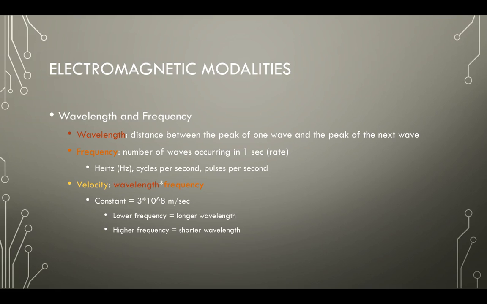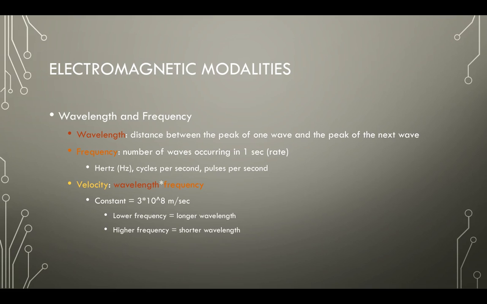Thinking about these electromagnetic waves, the wave energy that we have for electrical, we have two concepts that are related to each other. We have the wavelength, which is the distance between the peak of one wave to the peak of the next wave. And then there's frequency, which is the number of waves that occur in 1 second. We tend to call that rate. It's either measured as hertz or cycles per second or pulses per second. And we'll use various terminology as we go through the modalities talking about frequency.